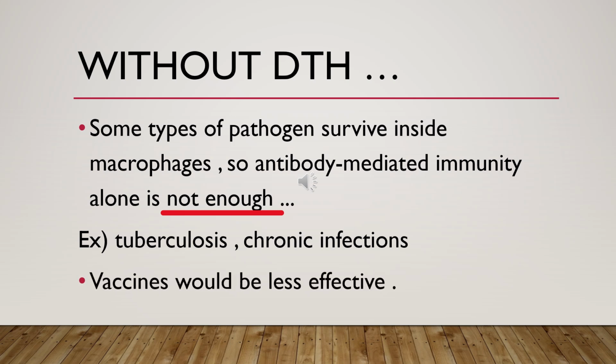Without DTH, the immune system would struggle to eliminate intracellular pathogens, which can survive inside macrophages. Examples include tuberculosis and other chronic infections. Also, some vaccines that rely on cell-mediated immunity would be less effective. So even though DTH can cause inflammation, it is essential for host defense.